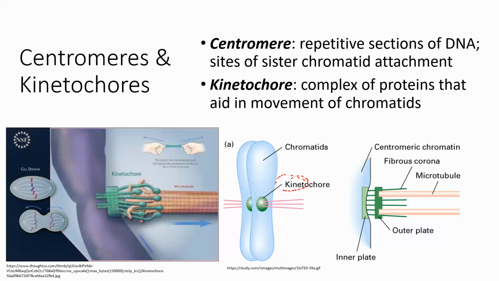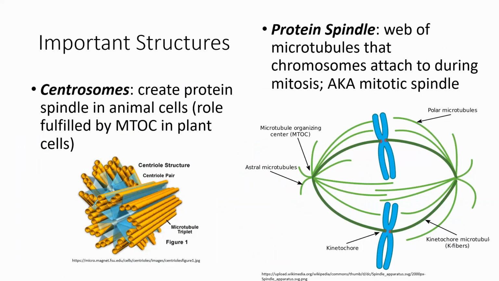You can see a little bit of detail here where you have a kinetochore attached to a microtubule. The microtubule gets fed through and it actually starts getting disassembled there. But we'll talk about that in more detail later. A few other important structures for mitosis are the centrosomes, where you have a pair in animal cells of centrioles, which are these structures pictured here. And that creates the other important structure, the protein spindle. In plants, this is called the MTOC, or the microtubule organizing center, just in case you see something on mitosis in plants on the test.